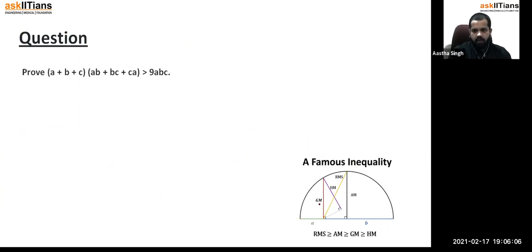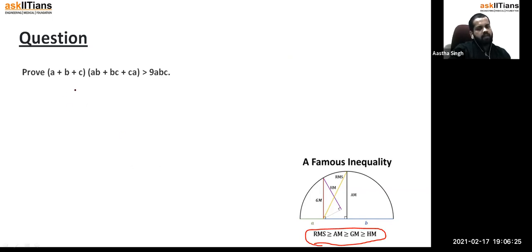What I have told is written there: the root mean square is greater than or equal to AM, the arithmetic mean is greater than or equal to GM, and GM is greater than or equal to HM. Now we'll forget it and try to solve this question.